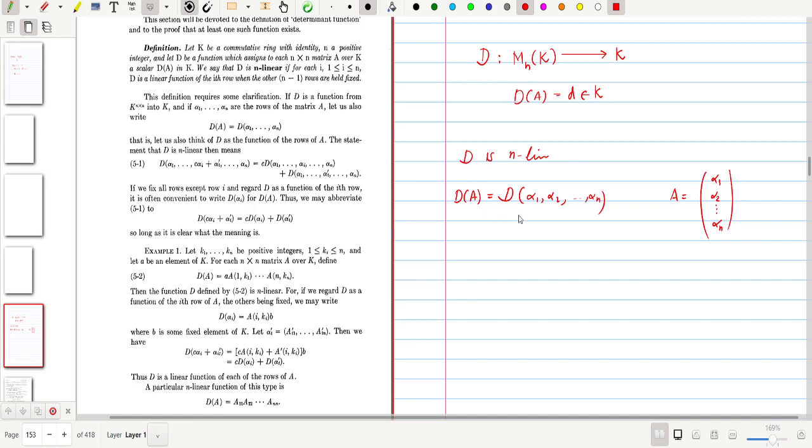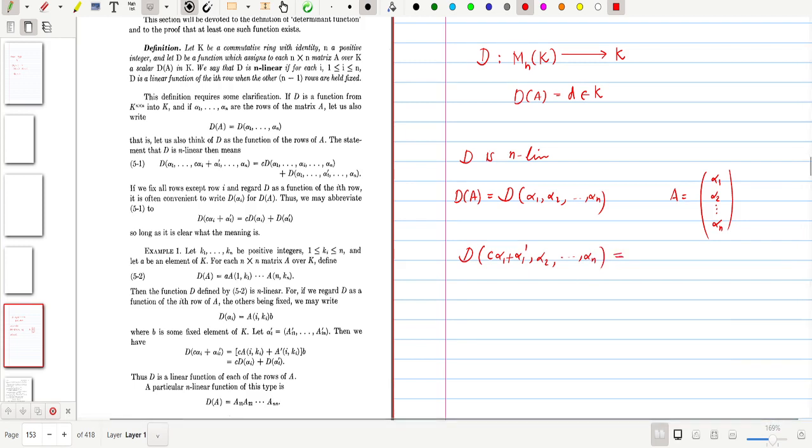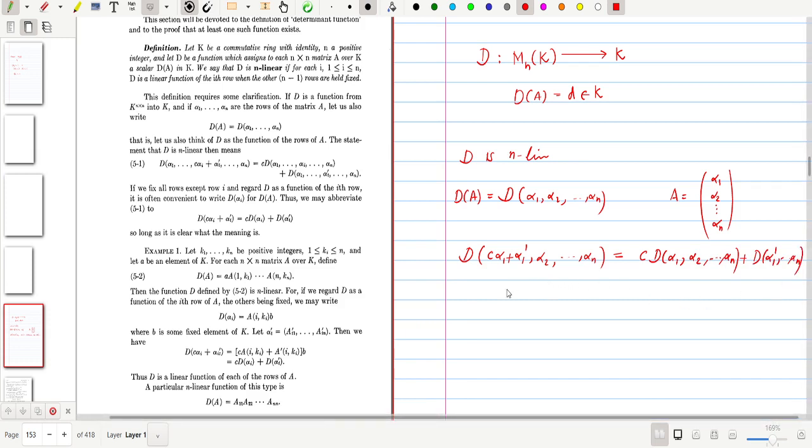If we fix all rows but the first one, then we can get the linearity. That means if you replace alpha 1 by c times alpha 1 plus alpha 1 prime, and the rest of them are the same, alpha 2, etc., alpha n, then this value can be written as c times D of alpha 1, alpha 2, etc., alpha n plus D of alpha 1 prime, alpha 2, etc., alpha n. If D satisfies this condition, we can say that D is linear in the first row, and if this is true for every row, we can say that D is n-linear.